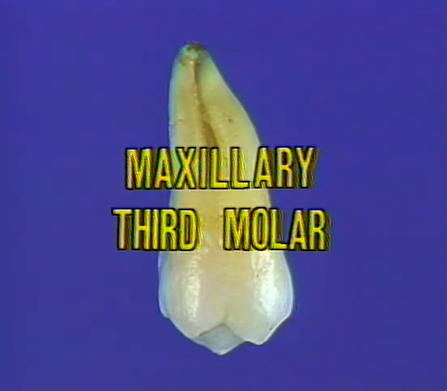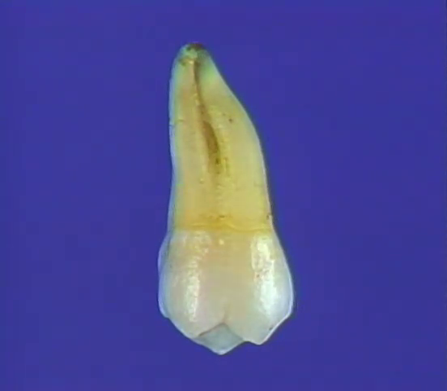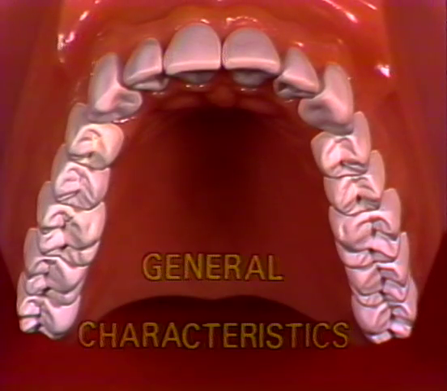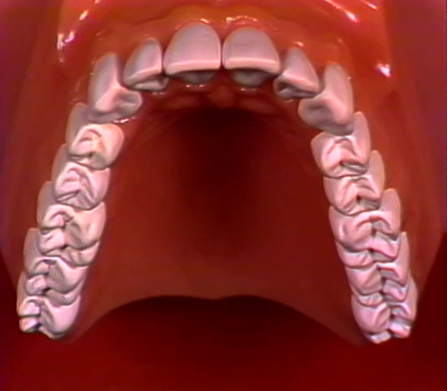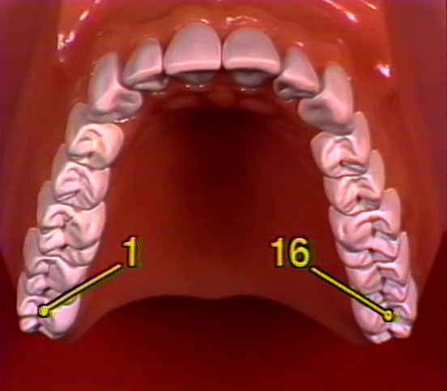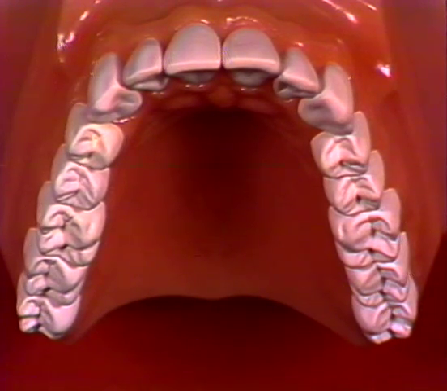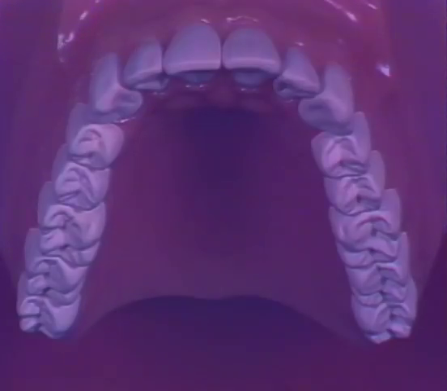Maxillary third molar. General characteristics. The maxillary third molars are the 8th teeth from the midline and are identified according to the universal numbering system as teeth number 1 and number 16. These teeth have a mesial contact with the permanent maxillary second molar, and no distal contact is present.